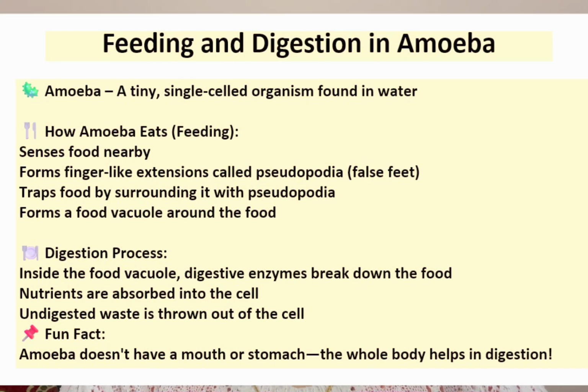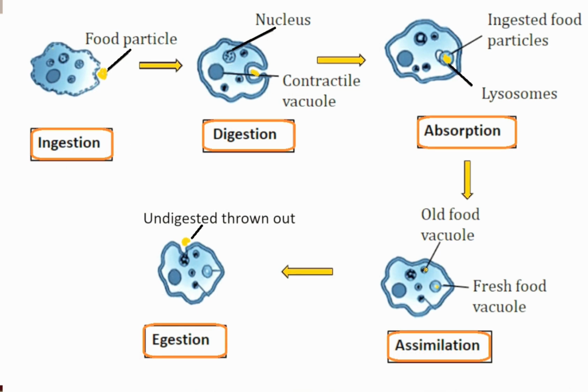Feeding and digestion in amoeba. Now, let's look at the amoeba, a tiny single-celled organism. Here is how it eats and digests. The amoeba senses food nearby. It forms pseudopodia, that is, false feet, to surround and trap the food.